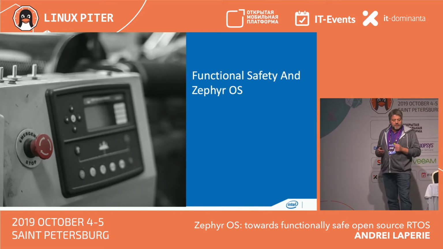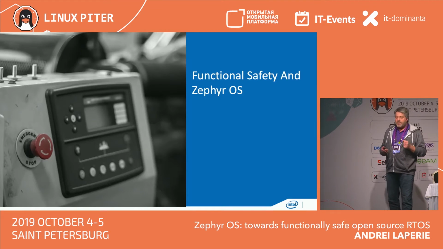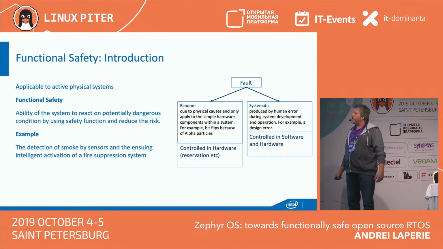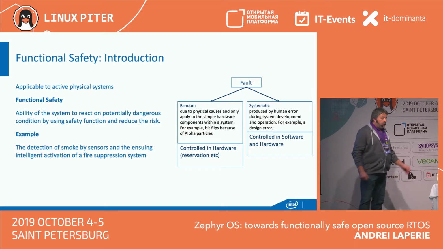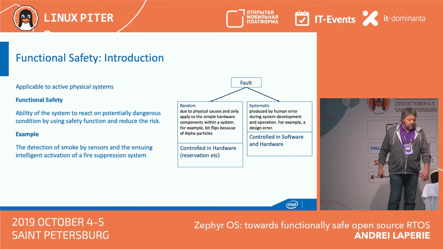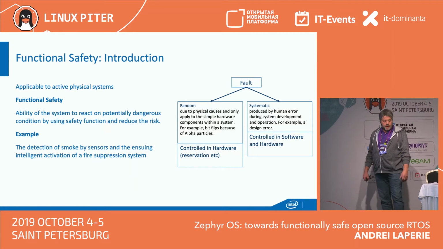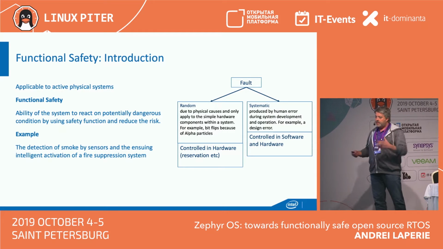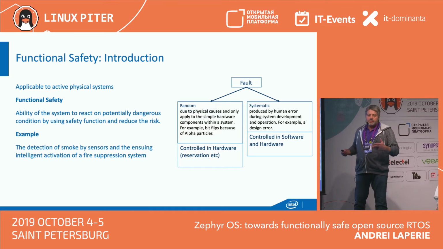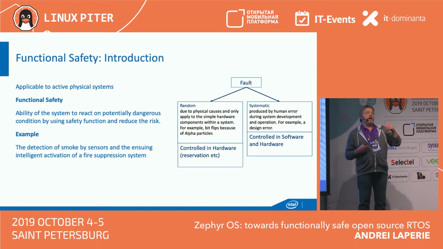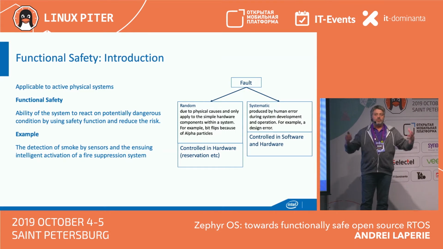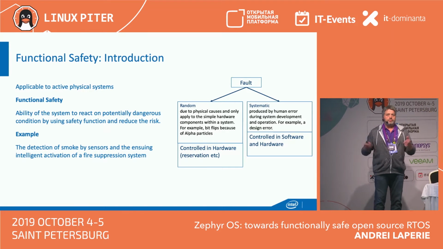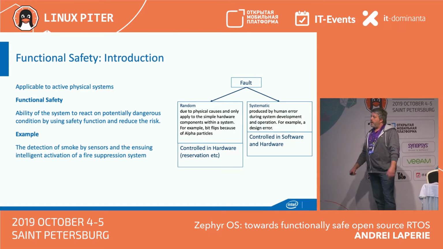The theme that I would like to discuss now is of interest for all open source projects that will think about such problems. Just a few words about functional safety. It is applicable to active physical systems, the systems that operate, and to those systems in which errors might lead to damage for the environment and people, buildings, whatever.